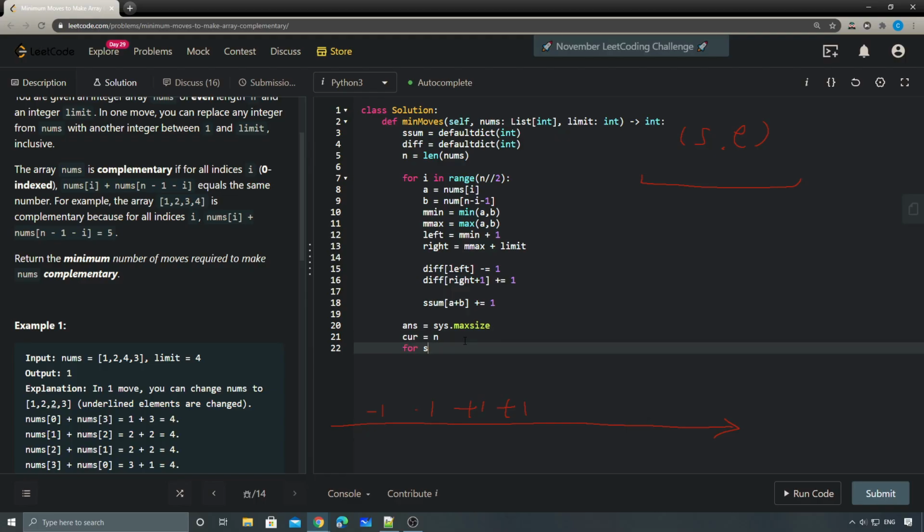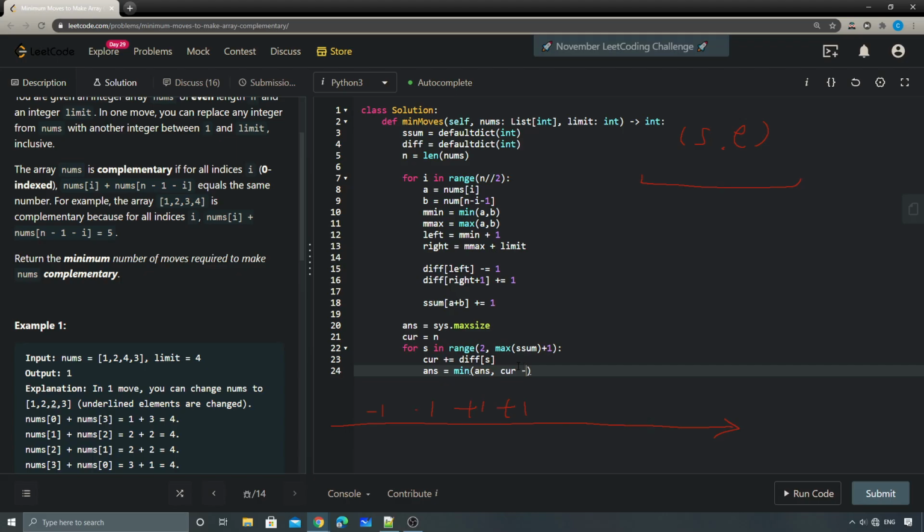And then for s, that's going to be the sum, right? For sum in the range of, like I said, 2 to the max sum, max sum plus 1. That's our sum range. And current plus diff s. So every time we have a new sum here, we update the current. Basically, we'll see how many less or how many more operations we need here. And then after this one, we'll just update the answer, the minimum of the answer, right?